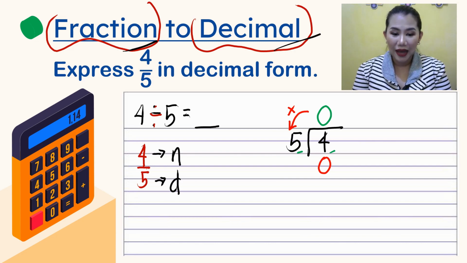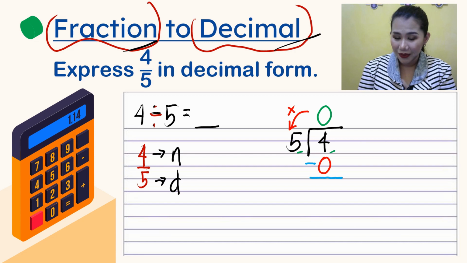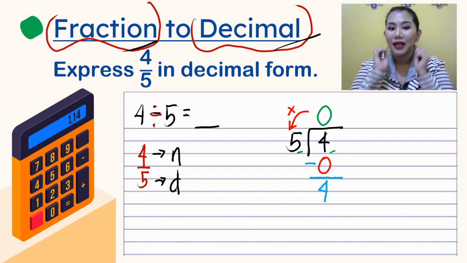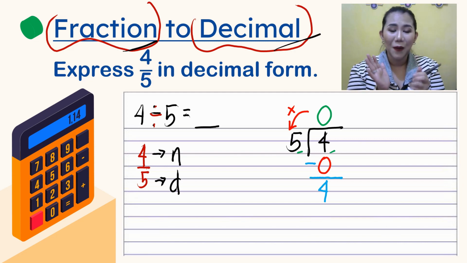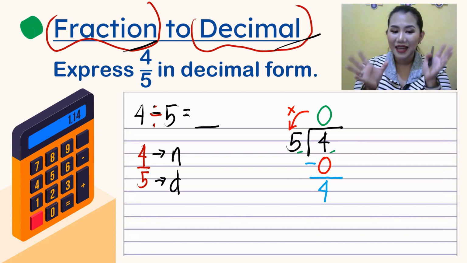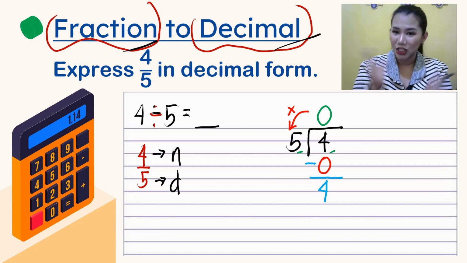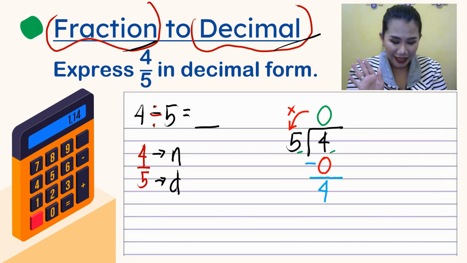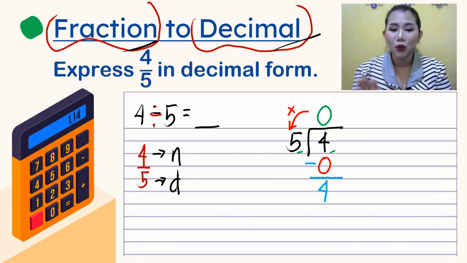So, what we do next is that we're going to subtract. What is 4 minus 0? Right, the answer is 4. Now, hindi ka pa matatapos. Wala ditong tinatawag na remainder. Kapag nag-e-express tayo or kinu-convert natin yung fraction into decimal number, walang remainder dito. Tuloy tayo. And how do we do that?